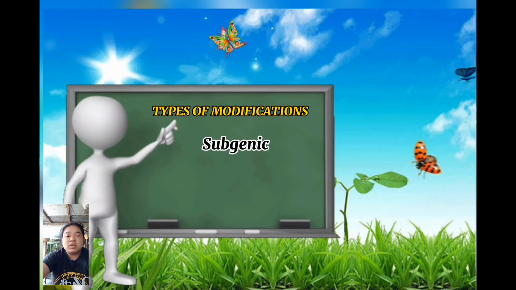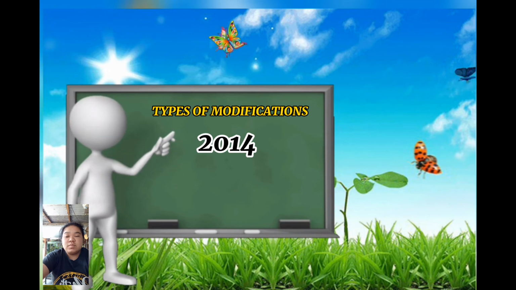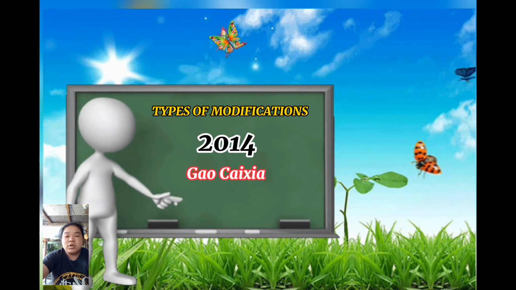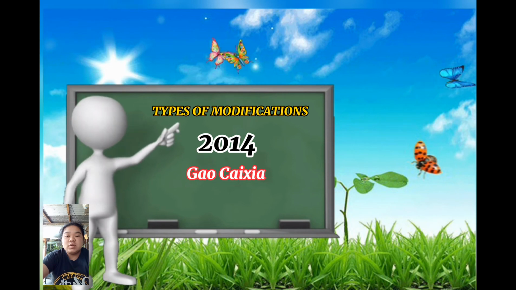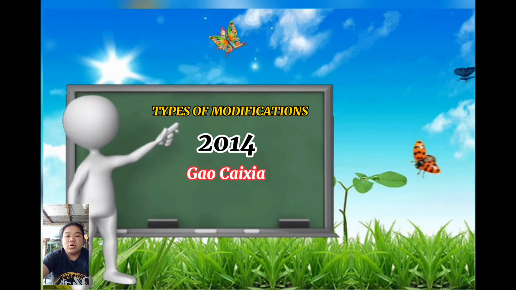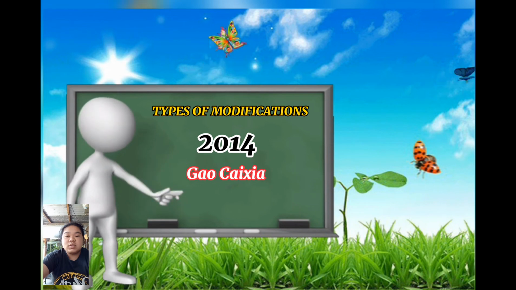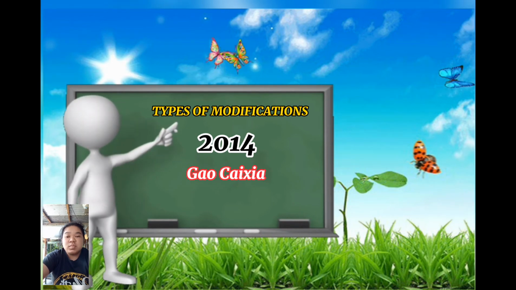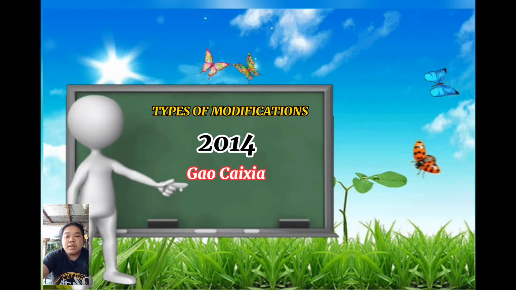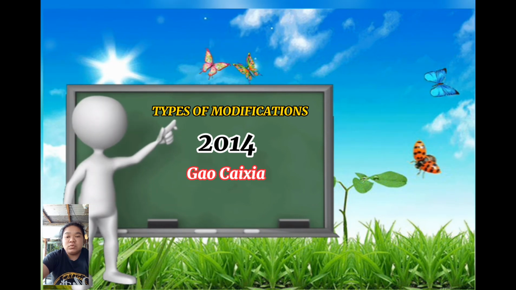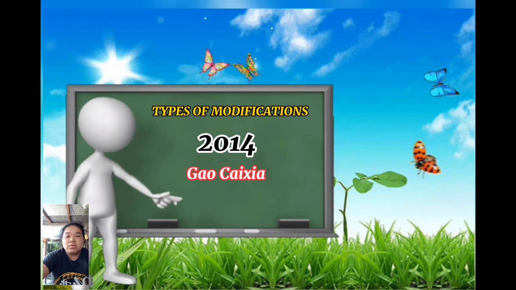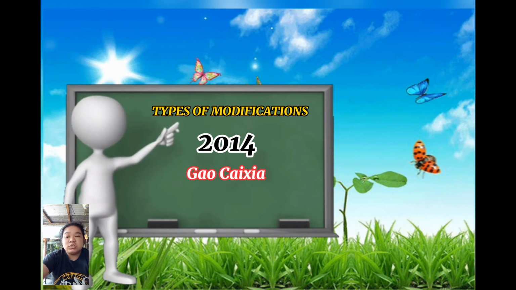And third is the subgenic. In 2014, Chinese researcher Gao Caixia filed patents on the creation of a strain of wheat that is resistant to powdery mildew. The strain lacks genes that encode proteins that repress defenses against mildew. Gao used gene editing tools without adding or changing any other genes. No field trials were immediately planned.